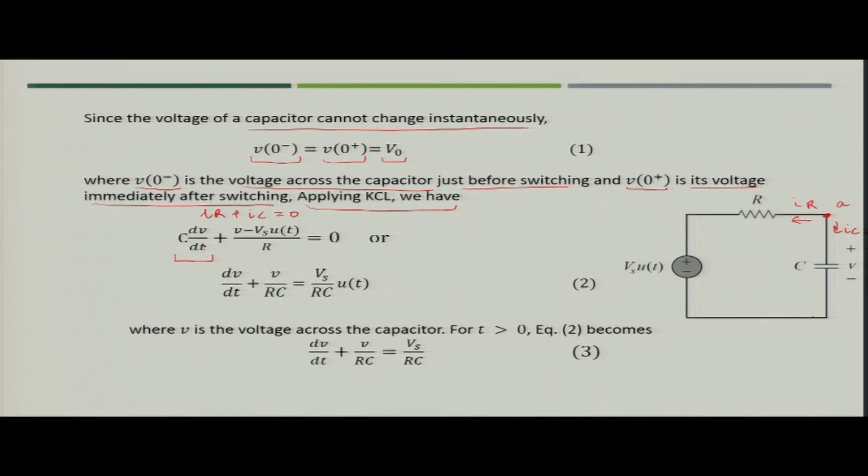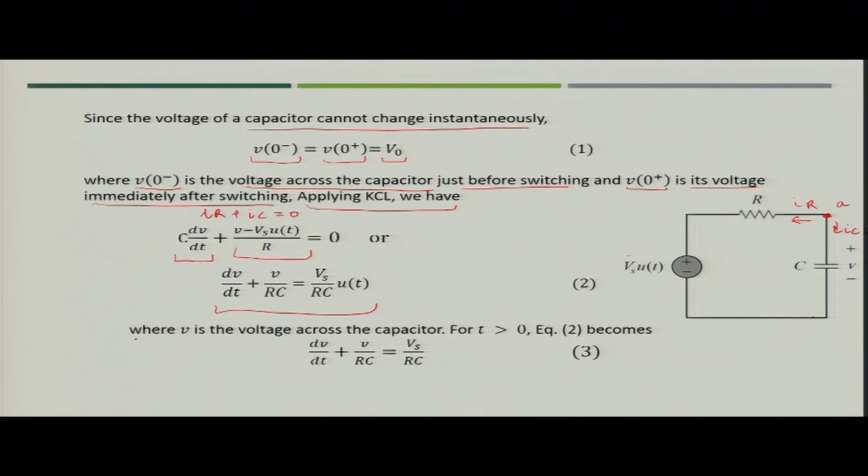So, this will become C dV by dt for IC, and IR would be nothing but, if this is the voltage across the capacitor V, then V minus Vs divided by R. So, we will write (V minus Vs) into the unit step function, because we are considering the switching operation, equal to 0, or we can simplify it as dV by dt plus V by RC is equal to Vs by RC u(t).